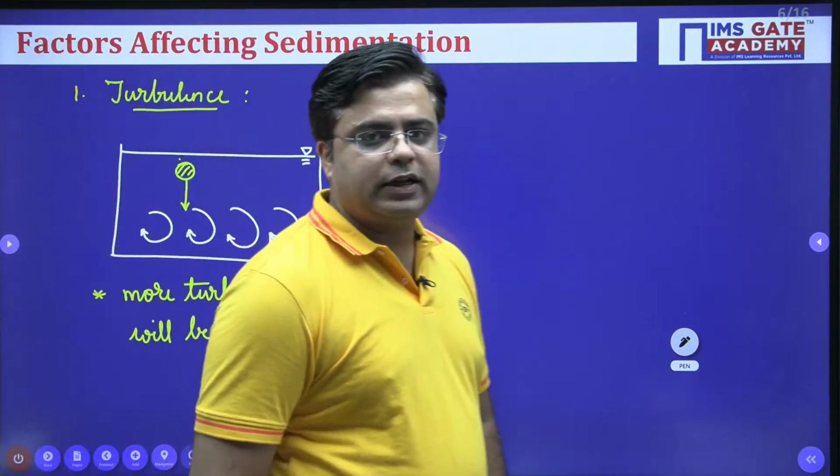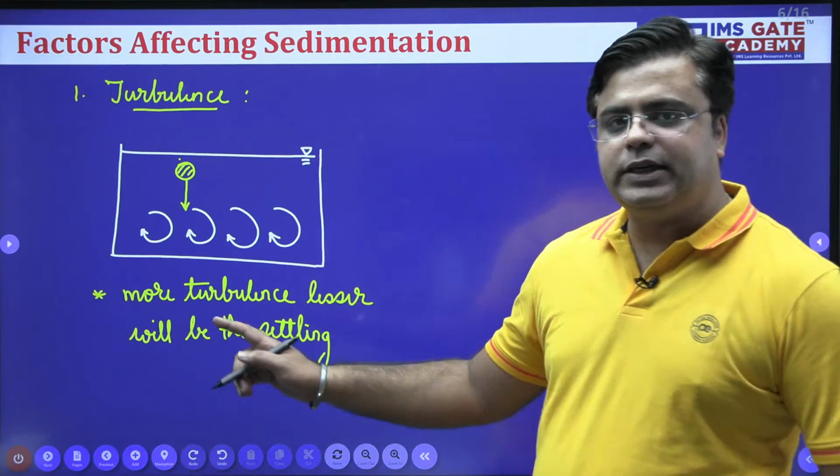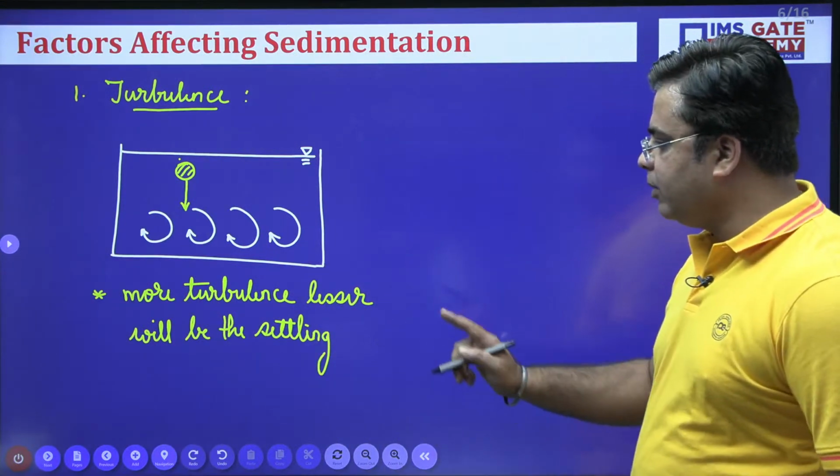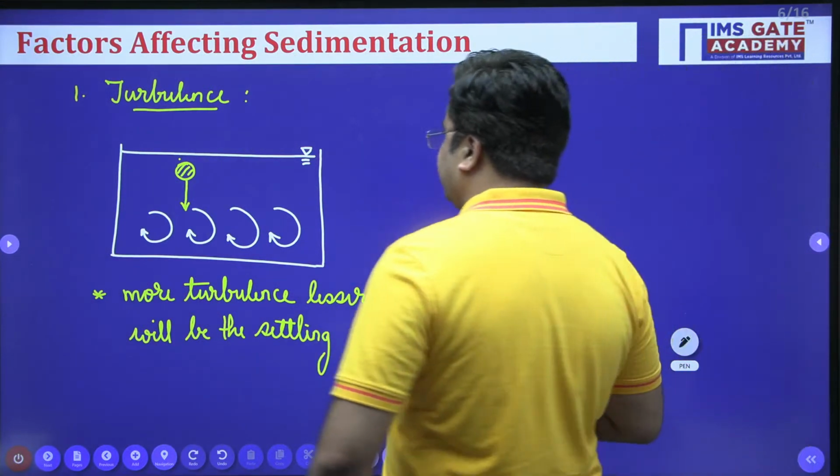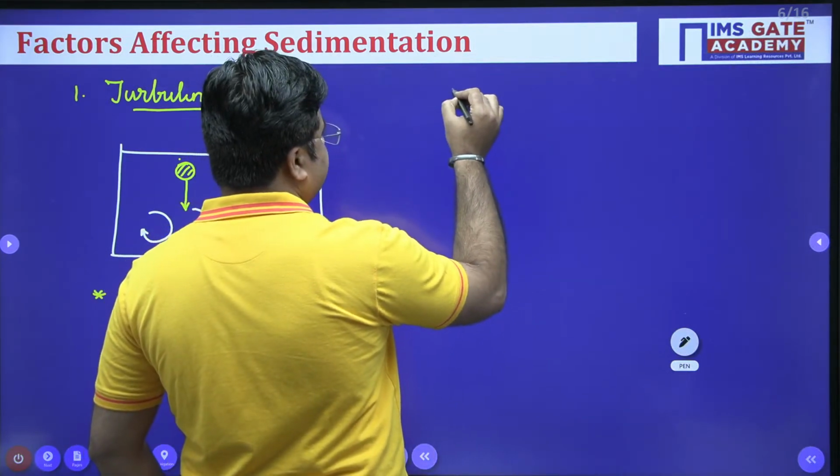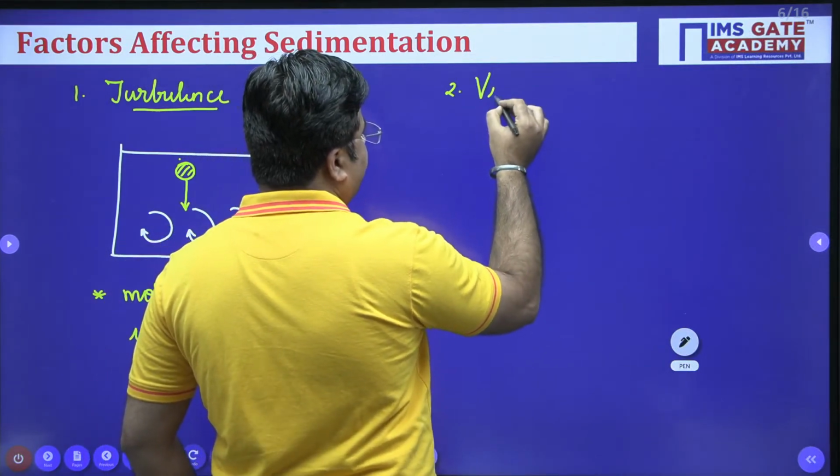So the first factor that affects the settling of solids is the turbulence in water. More the turbulence, lesser will be the settling. The second factor which affects the settling of solids is velocity of flow.